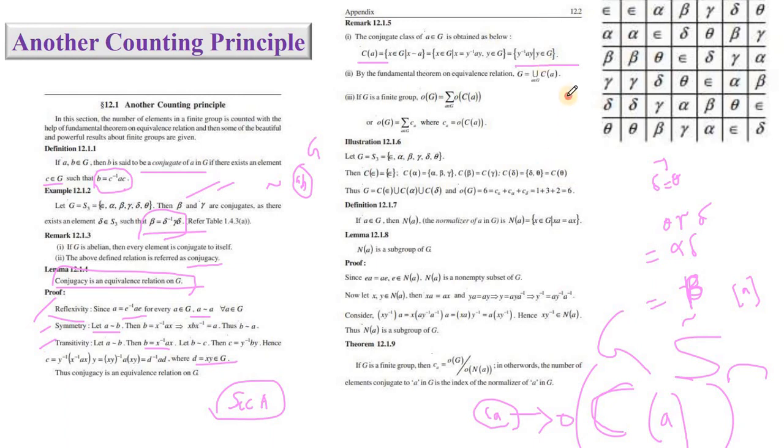Now by the fundamental, what this relation has done is it has sliced our G like this. So this is say C of A, and this is say C of B, and so on. So the union of all these should give me G. That's the fundamental thing. So G is equal to the union of all C of A. Now if G is a finite group, then I can talk about the order of G.